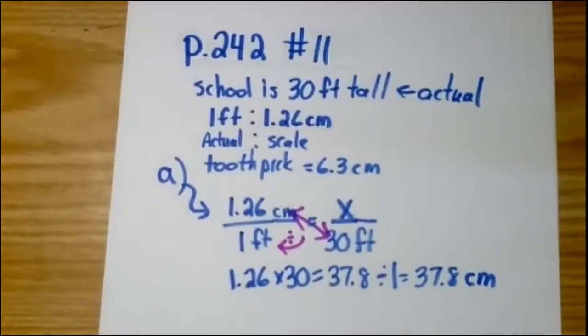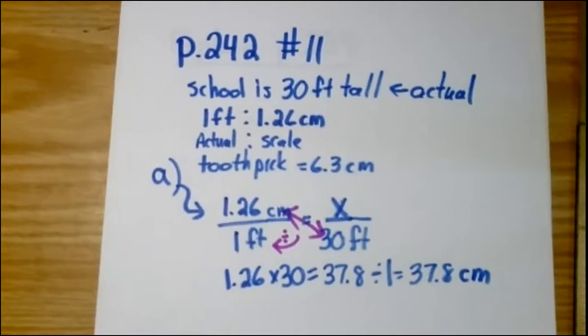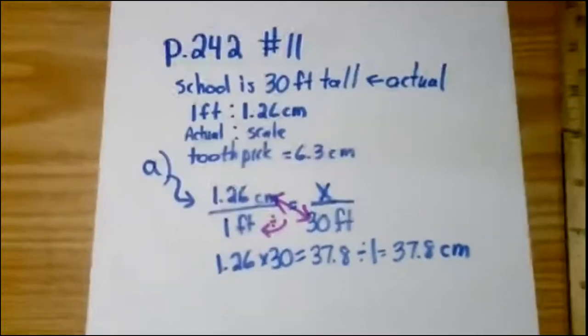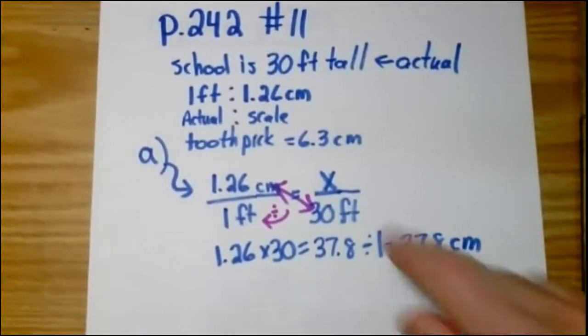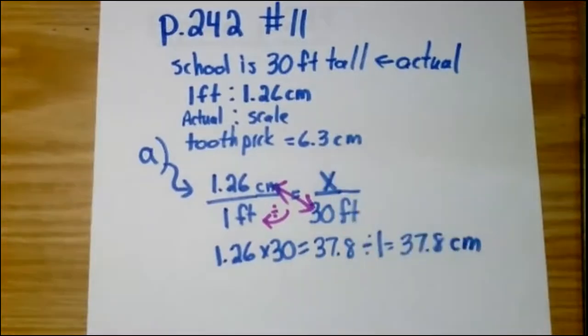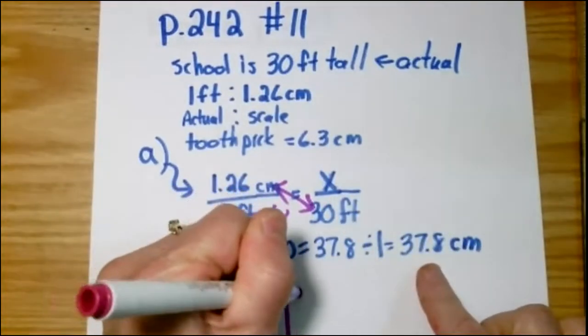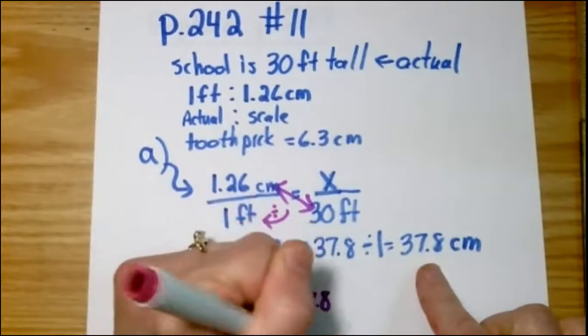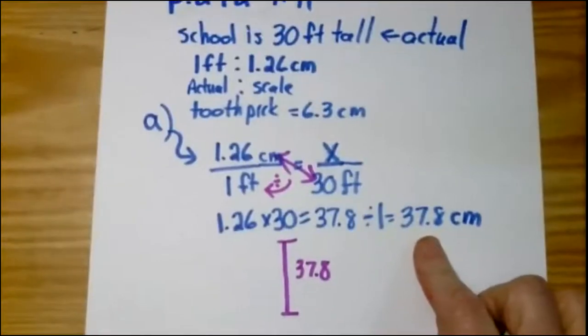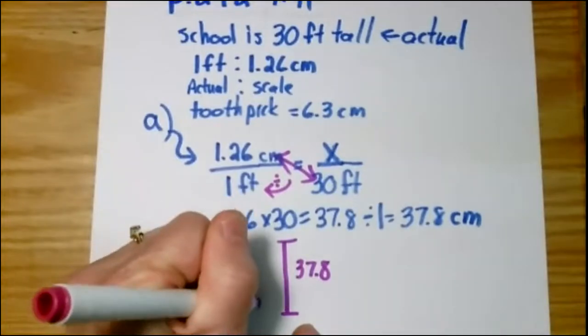But that's not what question A is asking us. Question A is asking us, how many toothpicks do we need? So we have one more step. So the last step to get the answer is, let's move this up a little bit. We know a toothpick is 6.3 centimeters high. So we know we need to go all the way up to 37.8, right? And we know that one toothpick is going to be 6.3.